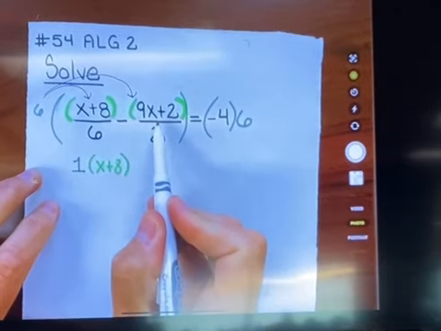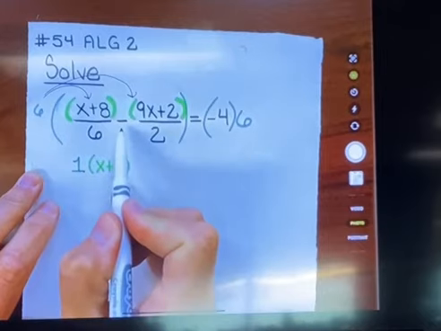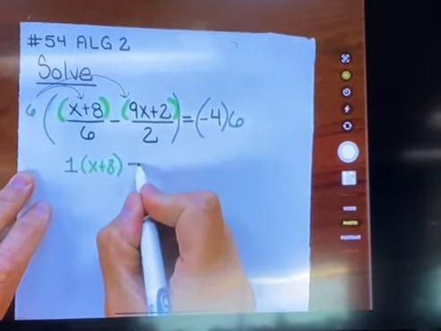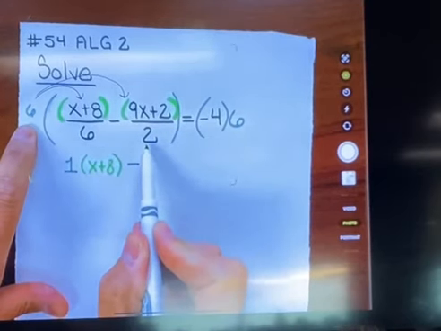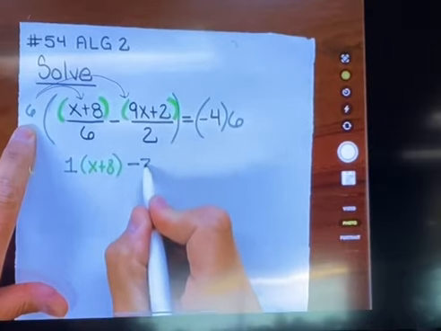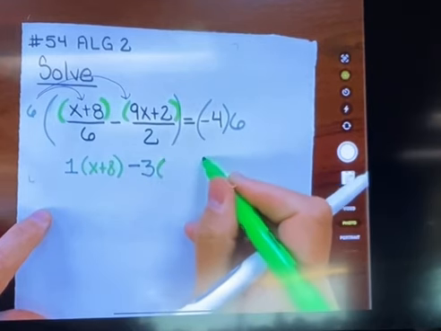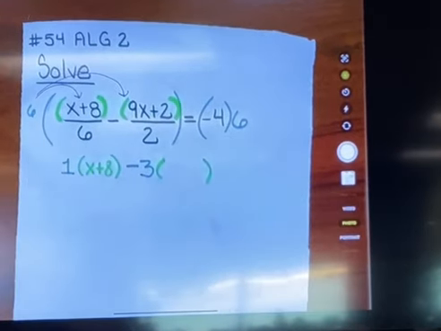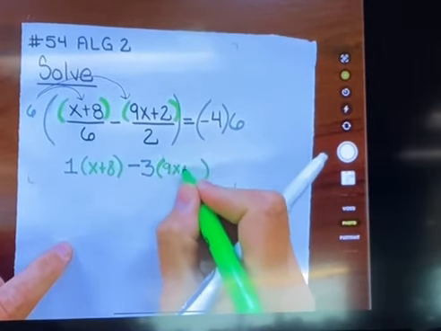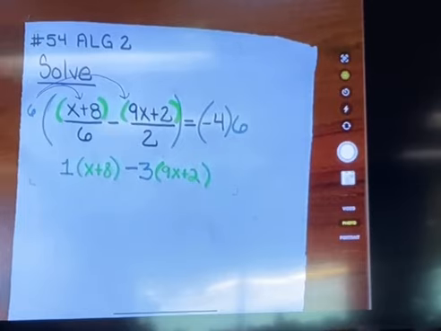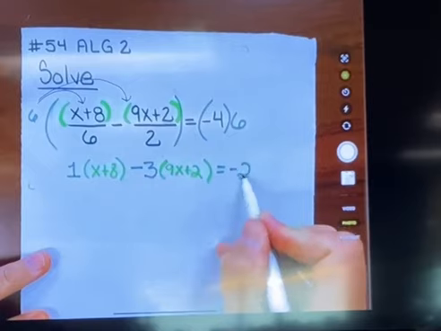Okay, then we're going to do that again. 6 times the second fraction. But notice I have a positive times a negative, so I know this is going to be a negative. And then the 6 is being divided by 2. 6 divided by 2 is 3. And then I still have in parentheses 9x plus 2. And then on the right-hand side, negative 4 multiplied by 6 is negative 24.